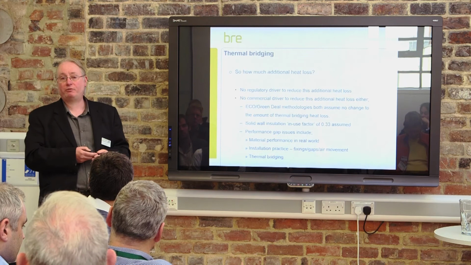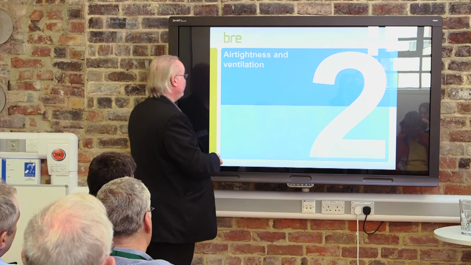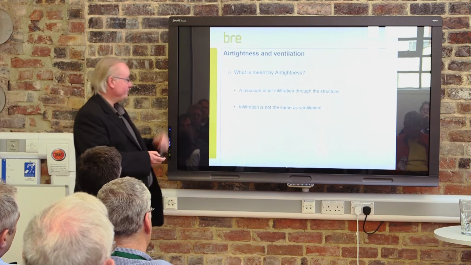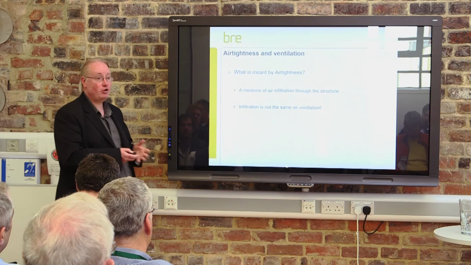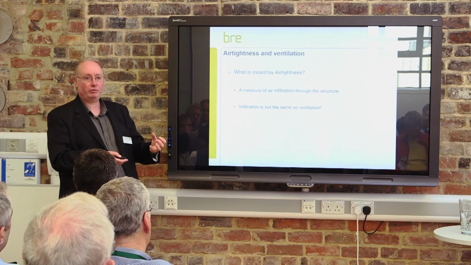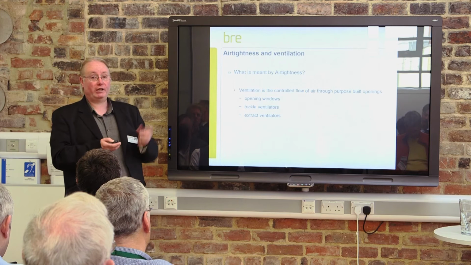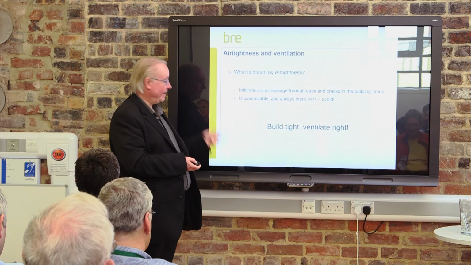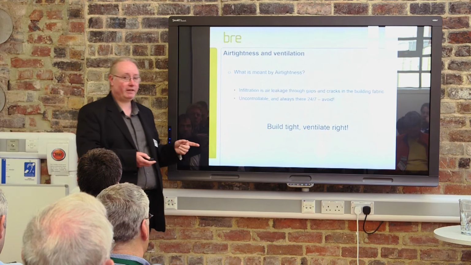Right, well, I'll quickly go through air tightness because it's a lot easier. Right. Air tightness, it's infiltration, it's not ventilation. So that's something that you've got to distinguish between, the two types of air movement. Ventilation is something that you control. You can open your windows, you can open trickle vents, you can turn on extract fans. Air tightness is there every day, whether it's windy or not, there's air leakage in and out of your buildings.